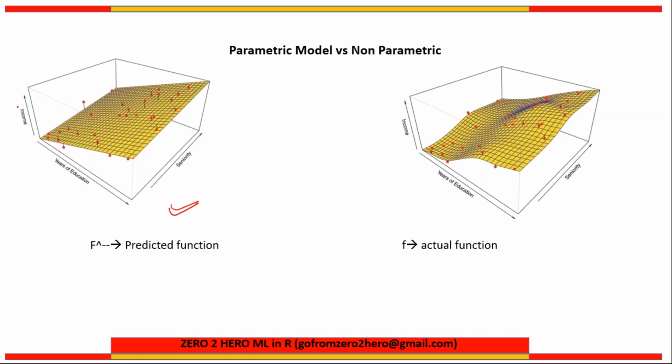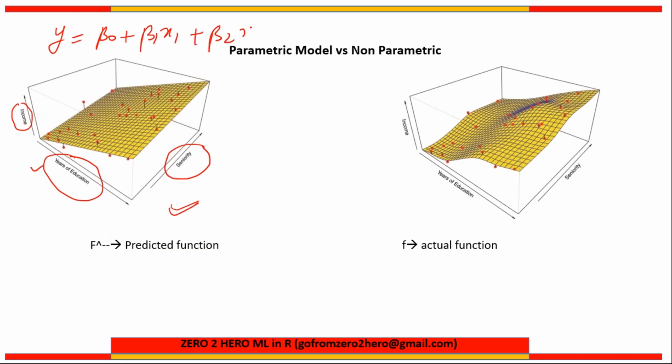This is your y. This is your income. They have explained this with respect to one example. Your income is now depending on two things: years of education and your seniority. If previously it was depending on only years of education, you were directly drawing a line. But now it depends on two things, so a line will not work. You'll have to draw a plane like this. So this plane is what you will be looking for now. So y is equal to beta naught, the intercept, plus beta 1 x1 plus beta 2 x2.